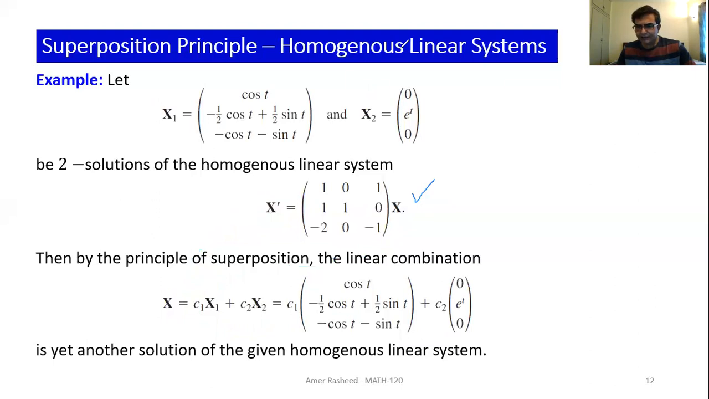There is a question in the chat window: didn't you say that every linear system will have one solution? I didn't say this. I did not say this. I said that if we have only one first order linear equation, then that can have only one general solution. But here we can have more than one solution for a system of n first order differential equations.